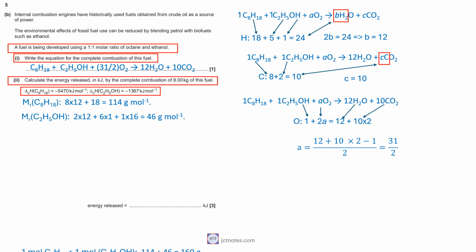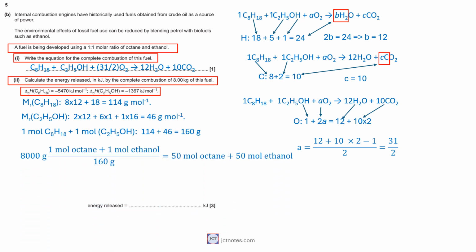per mole. A combination of 1 mole of octane and 1 mole of ethanol gives a mass of 114 plus 46 equals 160 grams. As we have 8 kilograms or 8,000 grams, the number of moles of the combination is 50 moles of octane and 50 moles of ethanol.